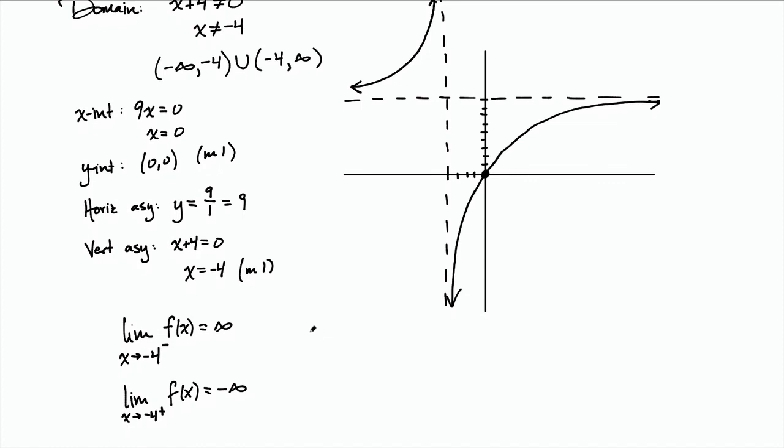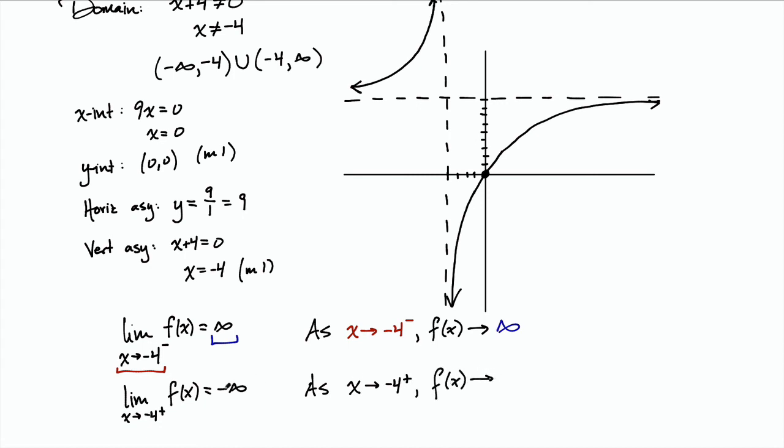To do our arrow notation, we say as, and then this thing underneath the limit is what goes right here. So as x approaches negative 4 from the left, f of x approaches the thing that we had over here, infinity. Same thing for the second one, we say as x approaches negative 4 from the right, f of x approaches negative infinity.